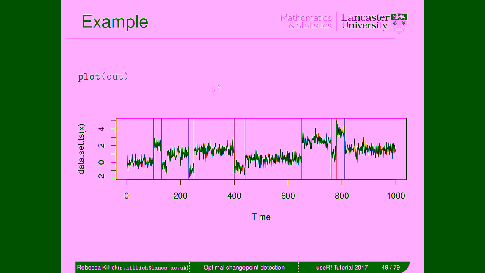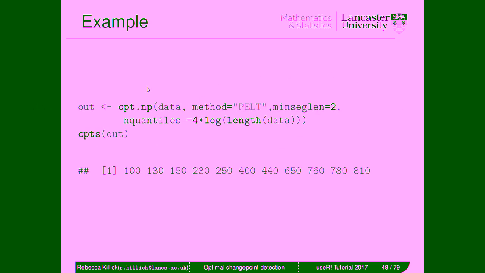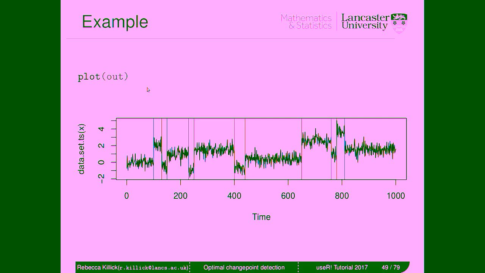So this is just a plot of that output. Again, because we're not estimating the mean, we're just estimating a change in distribution, it doesn't put a mean value on. This is a clear change in mean as well as a distributional change. It just puts the vertical lines where the changes are.